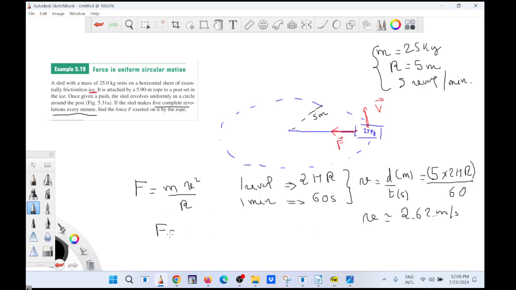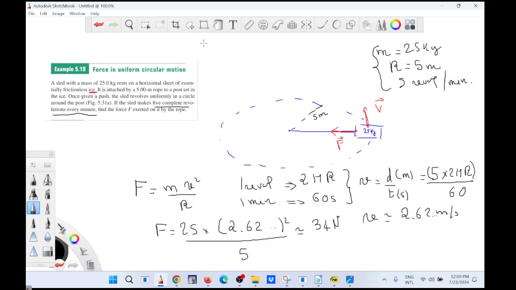So then the force will be the mass, which is 25, times 2.62 with all the decimals, squared, over the radius, which is 5. Right? And if you do that, you can pause the video. You should find something like 34 Newton. So let's see. It has 3 significant figures. So okay, we can keep 34 Newton. You can even add 1 more digit.